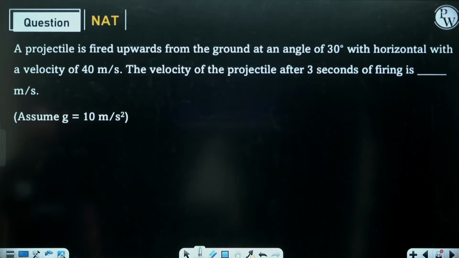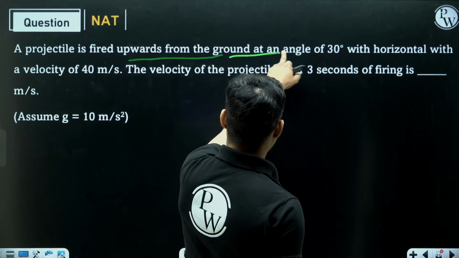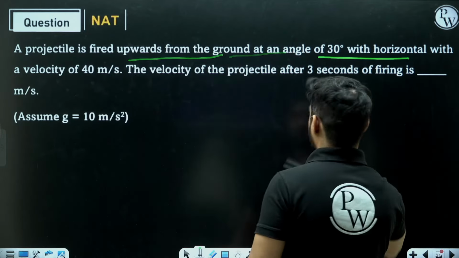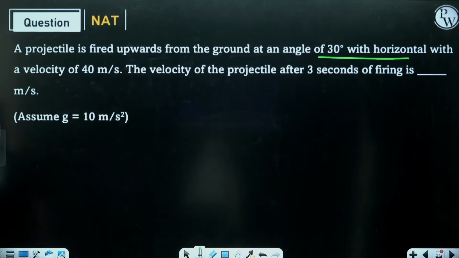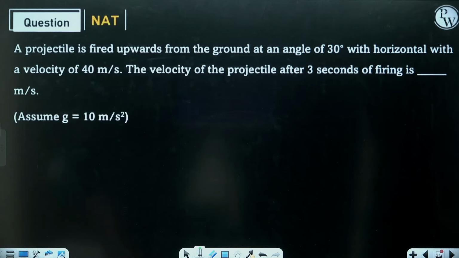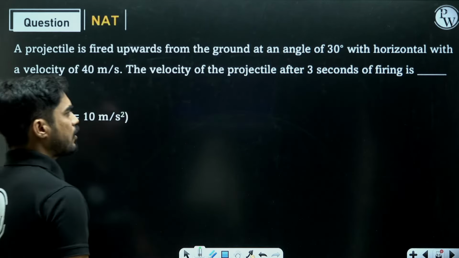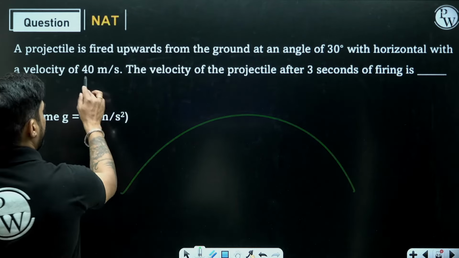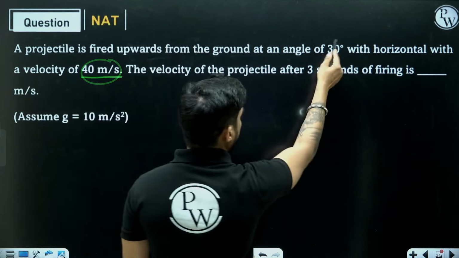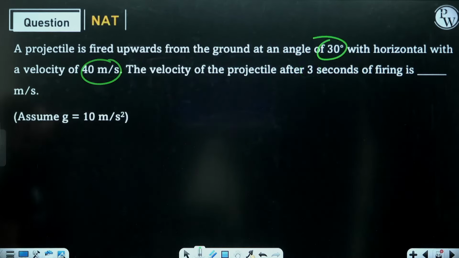Let's solve the first question. A projectile is fired upwards from the ground at an angle 30 degree with horizontal with a velocity of 40 meter per second. Velocity of projectile after 3 seconds of firing is. So we fired the projectile from the ground at an angle of 30 degree at a velocity of 40 meter per second. This is u, this is theta. And at t equal to 3 seconds, they are asking us to find the velocity.